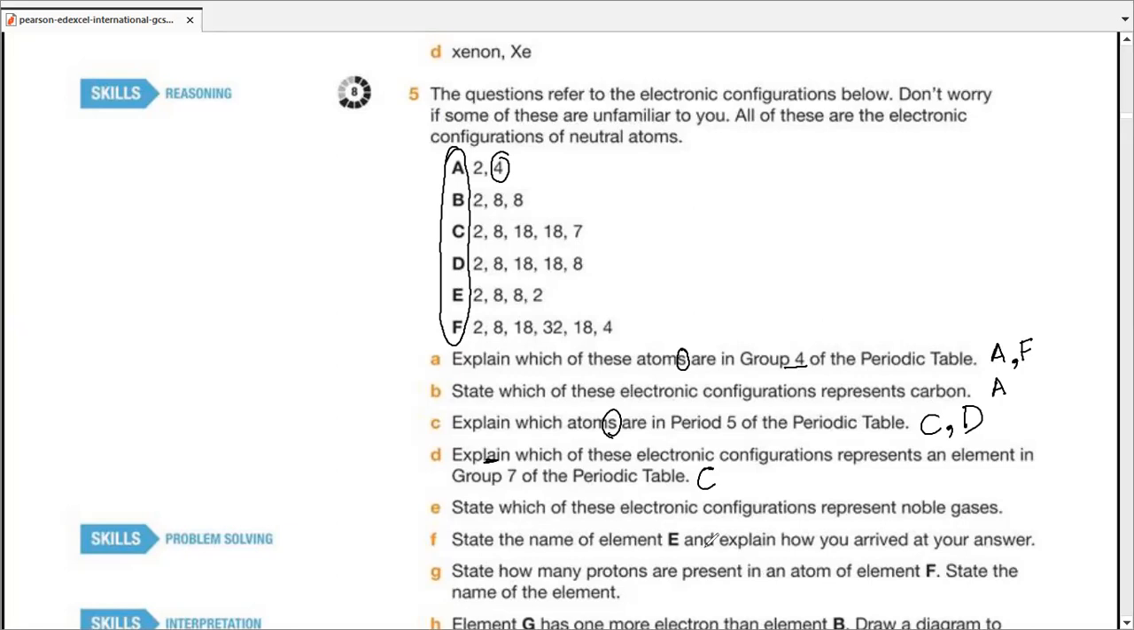Move on to E. State which of these electronic configurations represent noble gases. Configurations, which means more than one answer are noble gases. Which ones are noble gases? It can be B. Great. One of them is B. What's the other one?